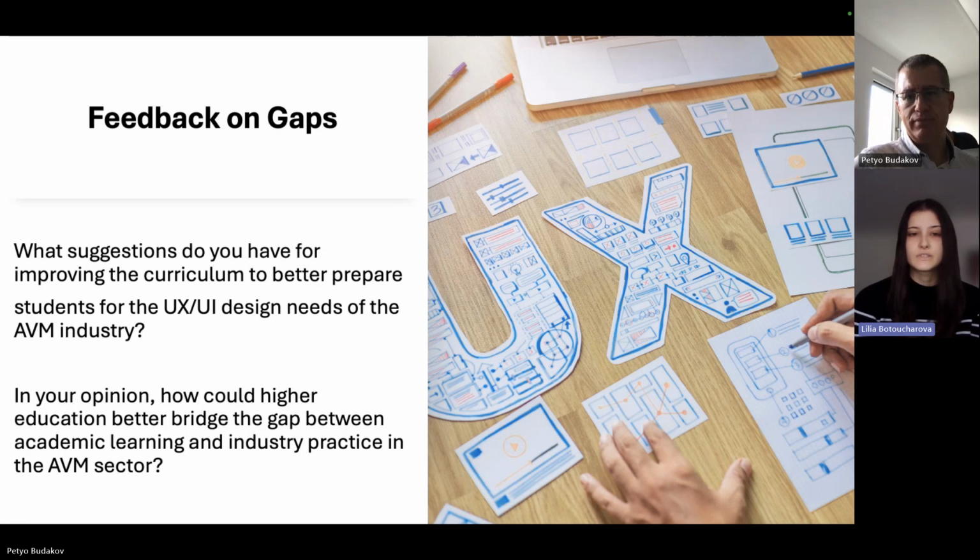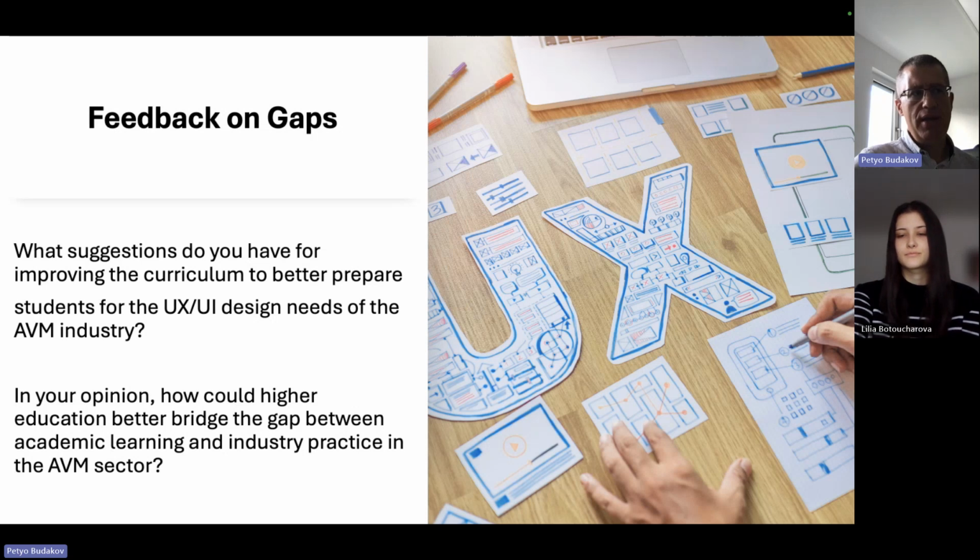Well, in my opinion, higher education could bridge that gap by simply creating partnerships with AVM companies for internships and projects. And these industry-led workshops or projects could help students better understand how to apply what they learned in university and in class to real world projects and scenarios. Yeah, that's true. Like to foster this collaboration. Yeah, exactly.